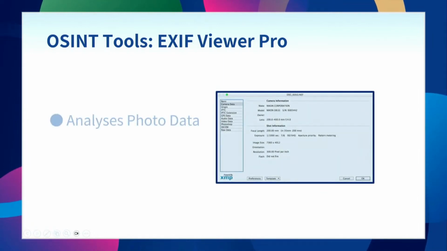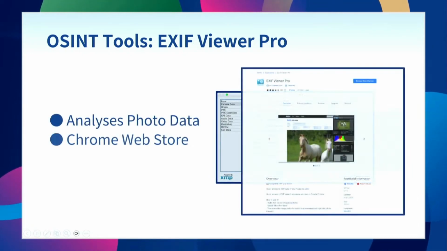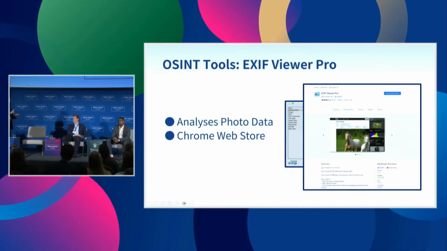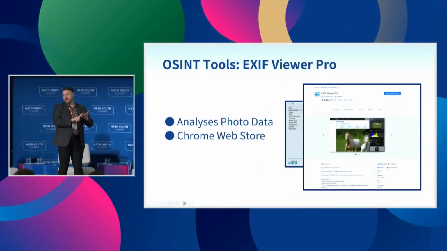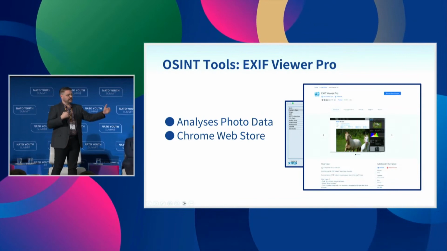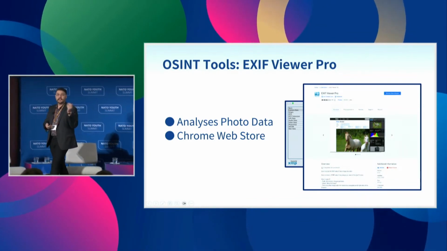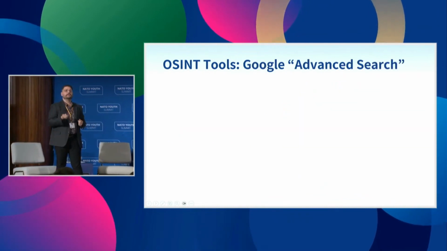So OSINT tools like EXIF Viewer Pro, and we'll put all of this on the tweet later on in the comments so you can download them all yourself. It allows you to look at the EXIF data of a photo. This is the GPS coordinates, what phone it was taken on. So if you have 30 photos taken with an Android, one with an iPhone, that's probably the one that's suspicious. And you can download that straight from the Google Chrome store.